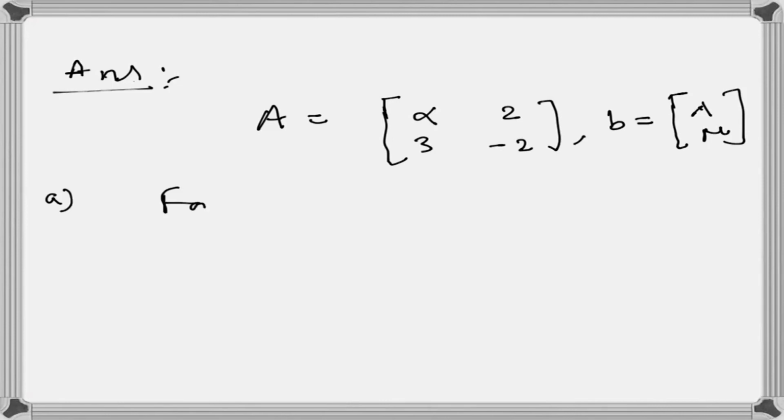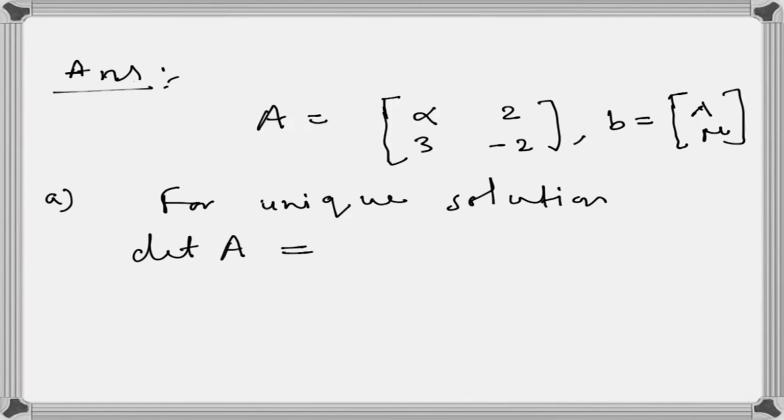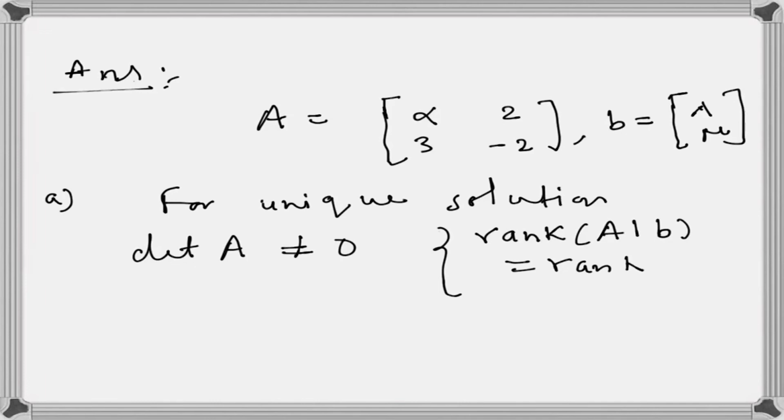So for a unique solution, the condition is that determinant of A is not equal to 0, which is the same as the rank of A augmented B is equal to rank of A is equal to 2. So both these conditions are equivalent.